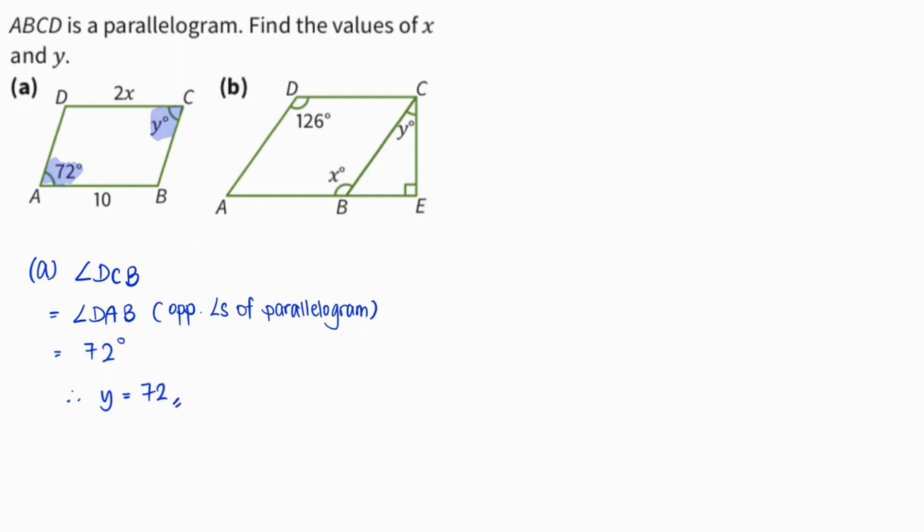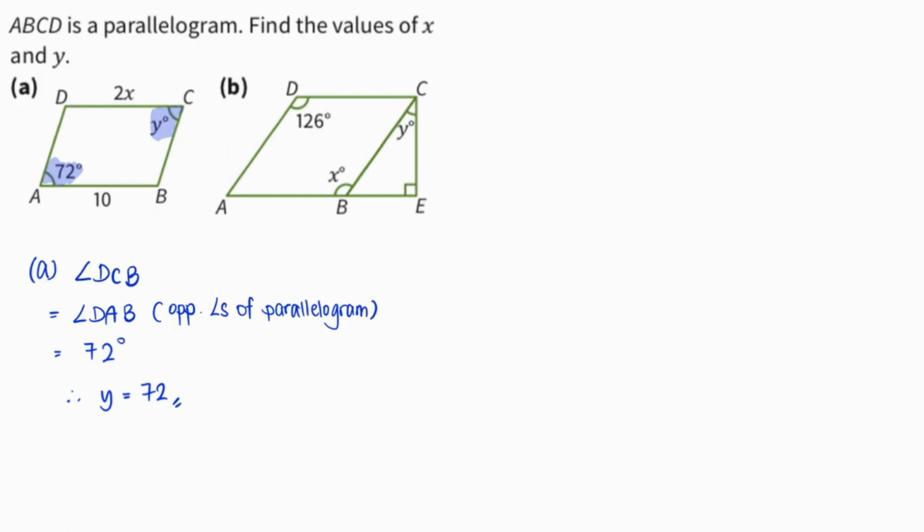Alright, take note of how I represent my answers. If it is angle that we are talking about, angle DCB, then I will write it as 72 degrees. But if we are simply going to write down the value of y, then there is no units for that.